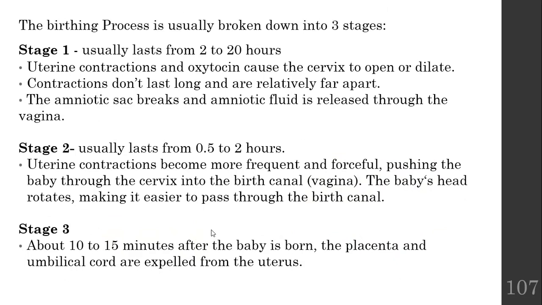So the birthing process is usually broken down into 3 stages. Stage 1 can last anywhere from 2 to 20 hours. This is where uterine contractions occur and oxytocin causes the cervix to open or dilate. Contractions don't last very long and are relatively far apart. The amniotic sac can break at this point and the amniotic fluid is released through the cervix and through the vagina. I think some people might know this as a woman's water breaks. You might have heard of that term before.